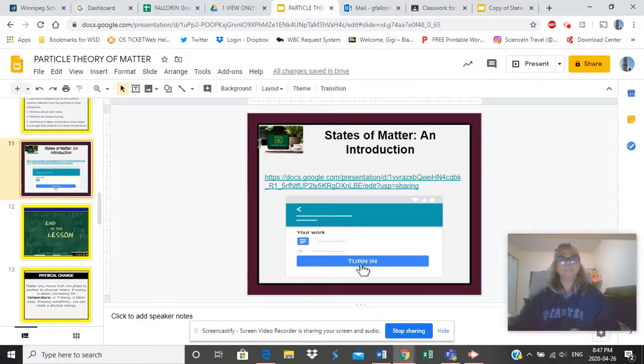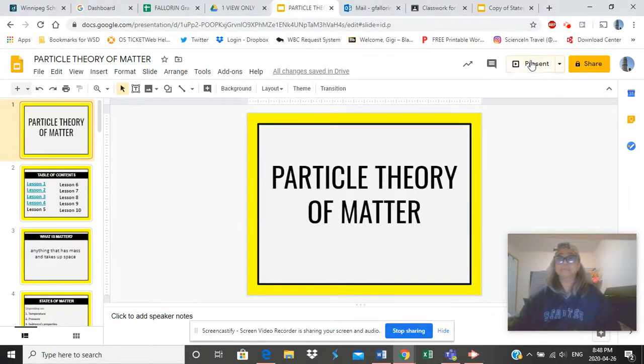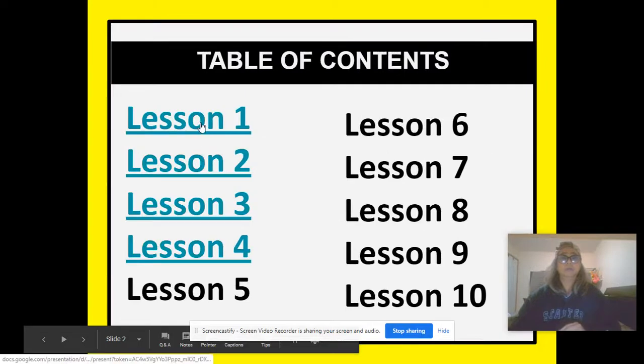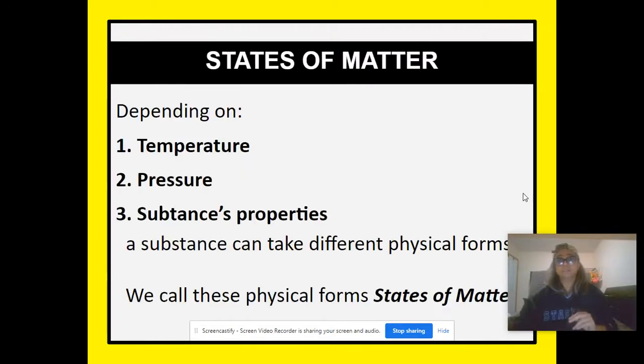Our new unit would be on the particle theory of matter. Okay, so let's go through lesson one here. So, what is matter? I know you know this very well by now. Anything that has mass and takes up space.